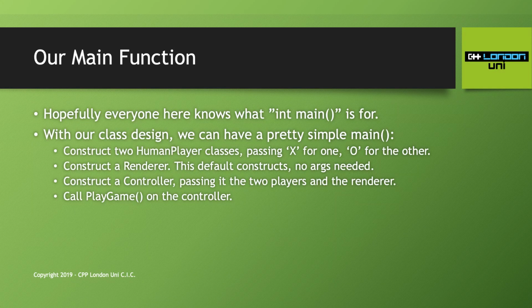But yeah, you construct the human player. Oh no, wrong button. Hold on, it's coming back. Construct the human player, 2 human player classes, pass the X or O. One is X, one is O. Create the my renderer, which I've already given you. Don't need any arguments to my renderer, it just works. Make a controller, give it the 2 players and the renderer, and then just call play game to kick it all off, and done.